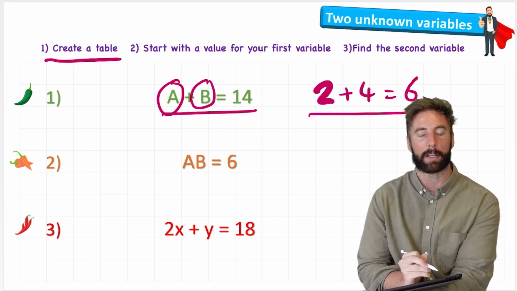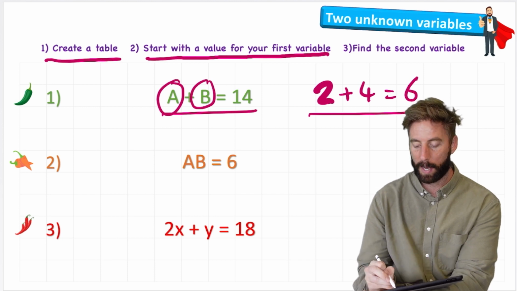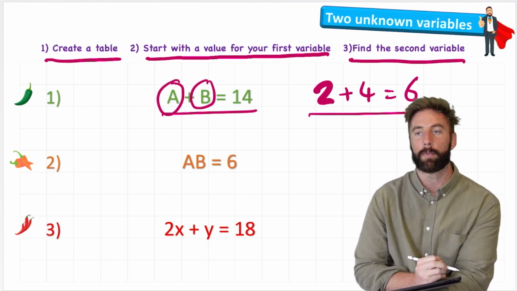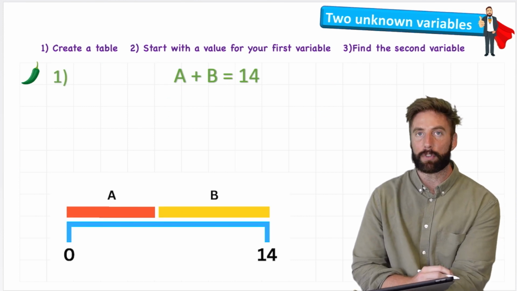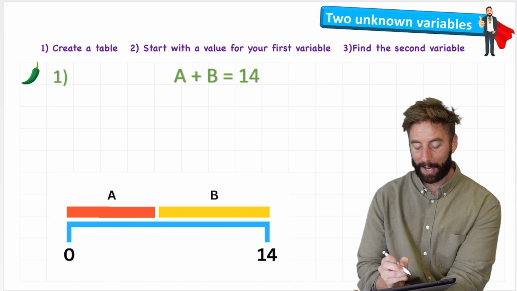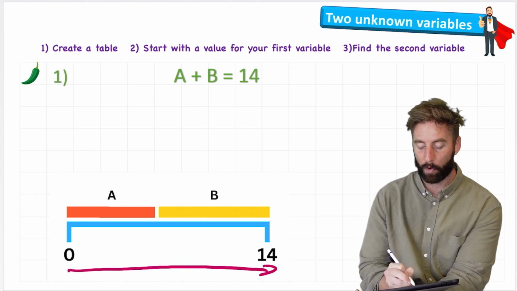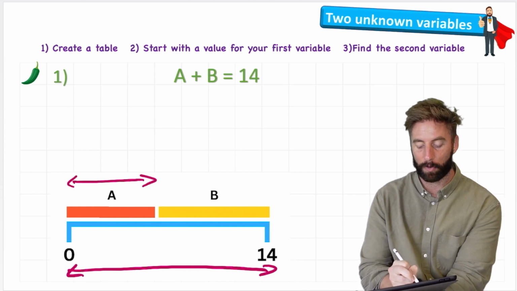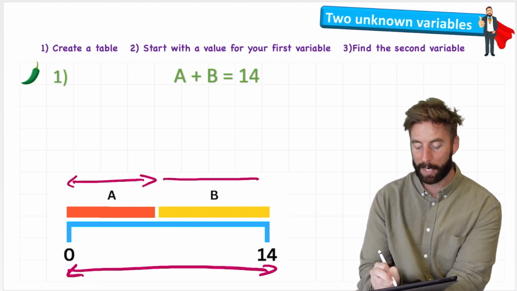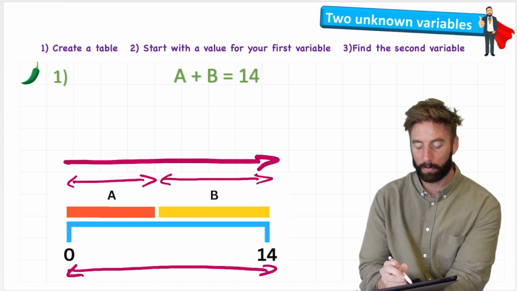First, we're going to create a table. Then we're going to start with a value for our first variable, and then we're going to use that to find the second variable. Let's see what I mean with question 1. So question 1 says a and b equals 14, and we can sort of think about it like this diagram down here. If we have the total length of 14, then what we're saying is a measures a part of 14 and b measures the other part. But together they will equal 14.